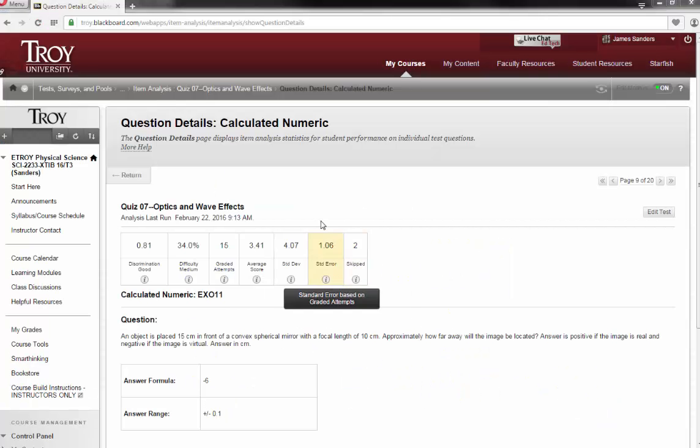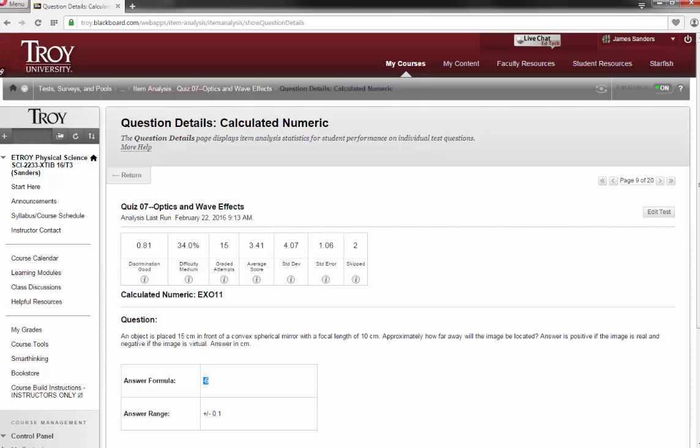Alright, so let's look at that second question. It says an object is placed 15 centimeters in front of a convex spherical mirror with a focal length of 10 centimeters. And then it asks, how far away will the image be located approximately? Stating, by the way, that if the image is real, you should make it a positive answer, and if it's virtual, you should make it a negative answer. So you can see the answer is -6. That means that it is 6 centimeters away and virtual. And again, this was marked as calculated numeric EXO11.